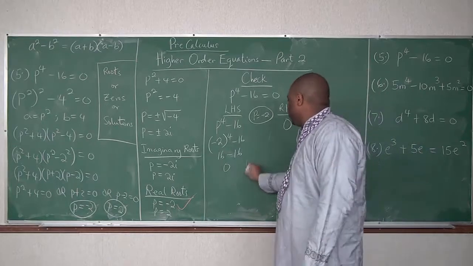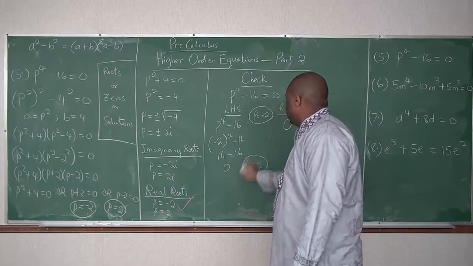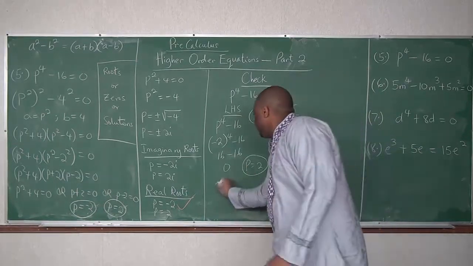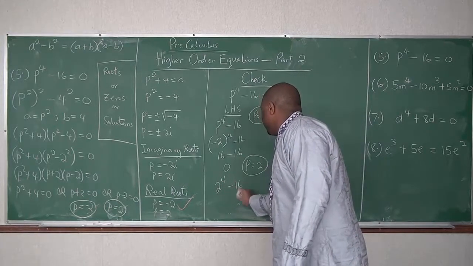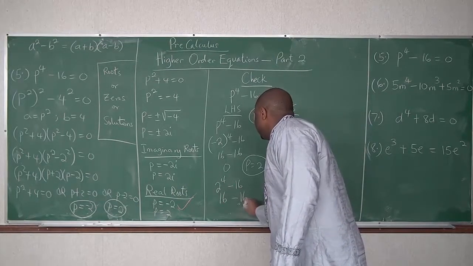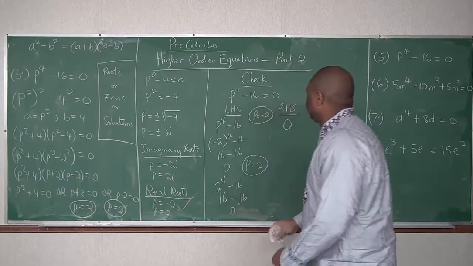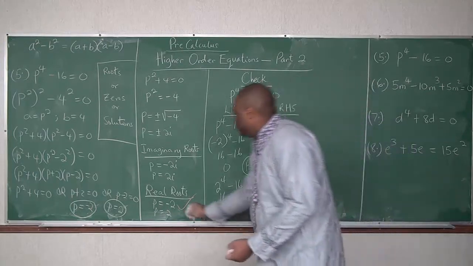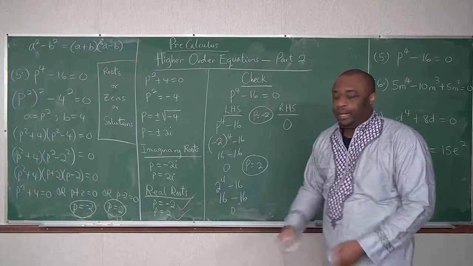Let's do p equal to 2. If we do p equal to 2, we have 2 raised to power 4 minus 16. 16 minus 16 gives you 0. This works.